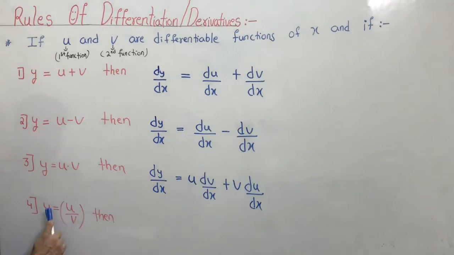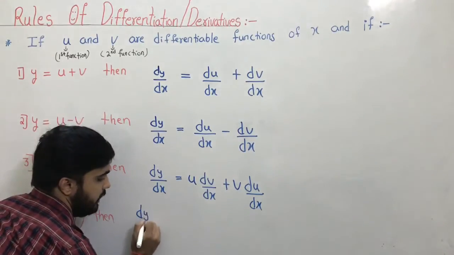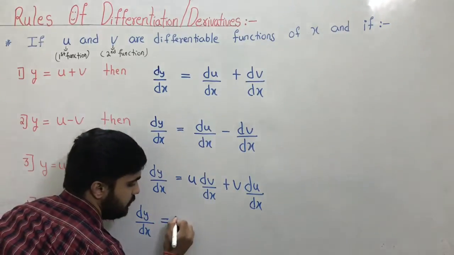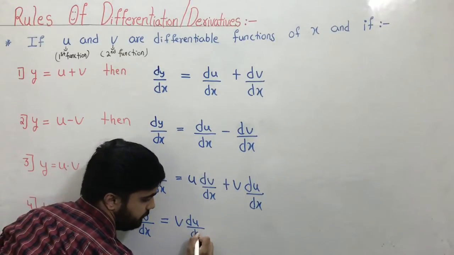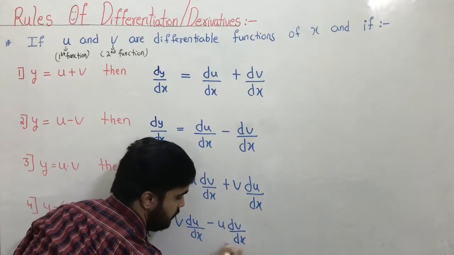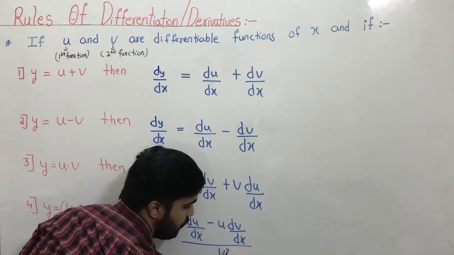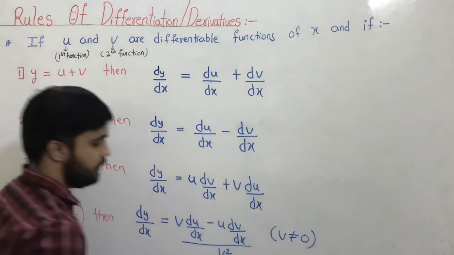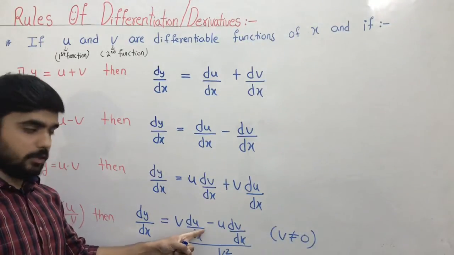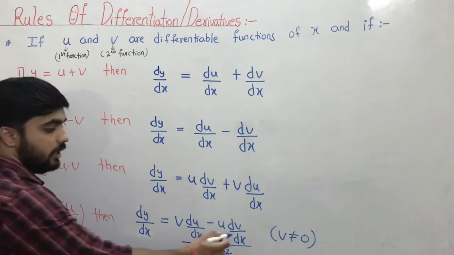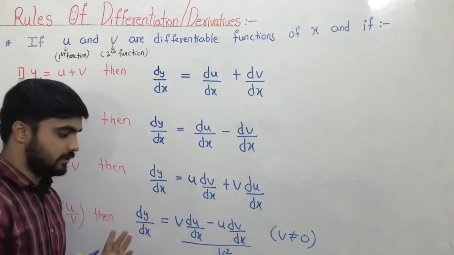Our next function is y is equal to u upon v, then dy by dx will be second function as it is, derivative of first, minus first function as it is, derivative of second, upon second function whole square, and the condition is v is not equal to 0. That is, v as it is derivative of u minus u as it is derivative of v upon v square. So arrangement matters a lot, so you have to write as it is.